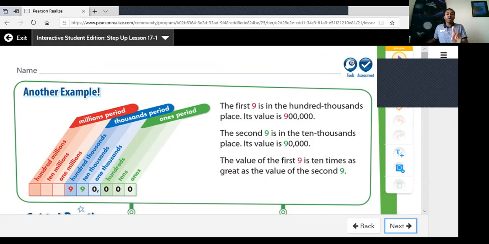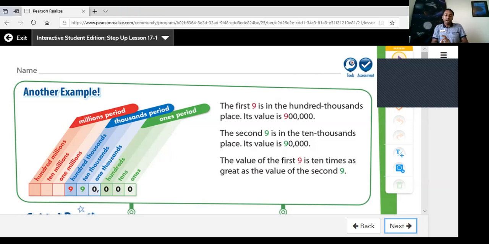And then here we have the ones period, the thousands period, and the millions period. Remember, you go from right to left when working with place value in a chart or taking a look at the number to know the place value of each digit. So we have a 0 in the ones, a 0 in the tens, a 0 in the hundreds place, a 0 in the 1,000s place, a 9 in the 10,000s place, and a 9 in the 100,000s place, okay?